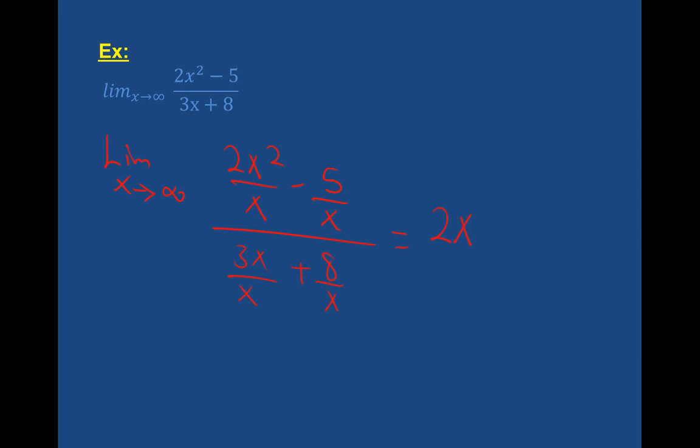Here the remainder equals 2x. Minus 5 over x, over x will be cancelled with x, and the remainder equals 3 plus 8 over x. Any number over x when x tends to infinity equals 0. Then the remainder will be 2x over 3. Here x tends to infinity, then the limit here equals infinity.